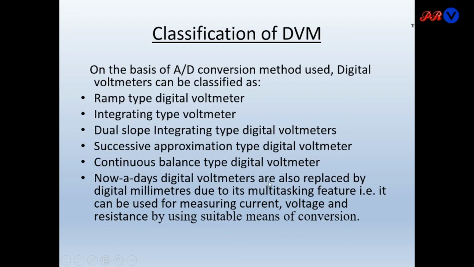Nowadays, digital voltmeters are also replaced by digital multimeters, due to their multitasking feature. It can be used for measuring current, voltage and resistance by using suitable means of conversion. So, this digital voltmeter can measure current, voltage as well as resistance, but we use some conversion methods by which we can measure these quantities. So, these are also known as digital multimeters nowadays.